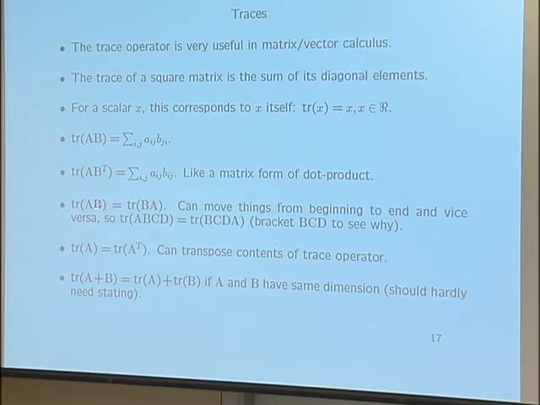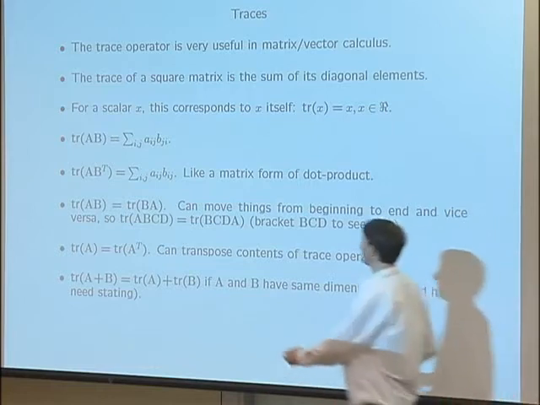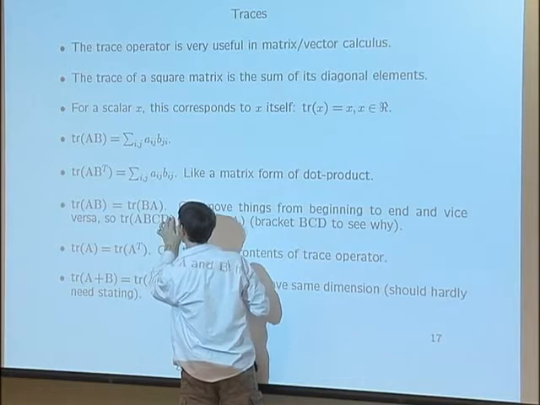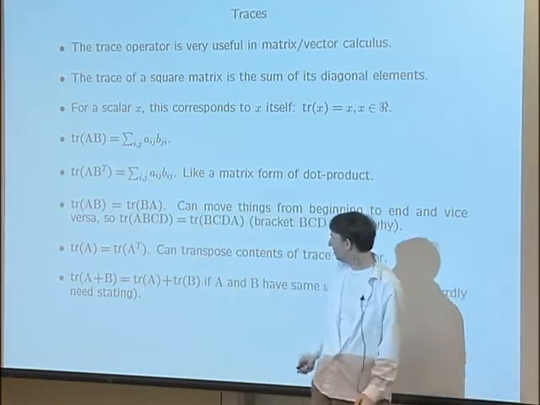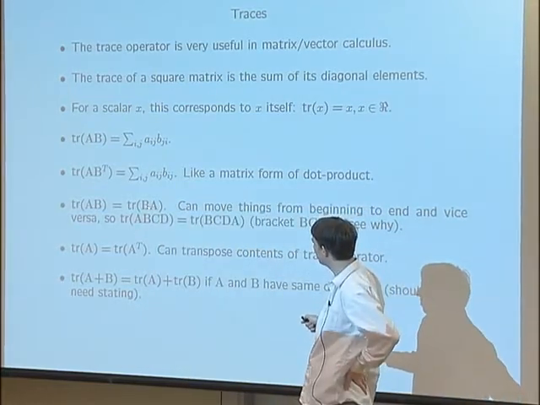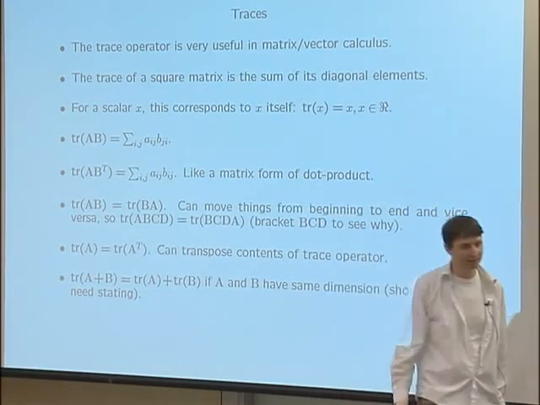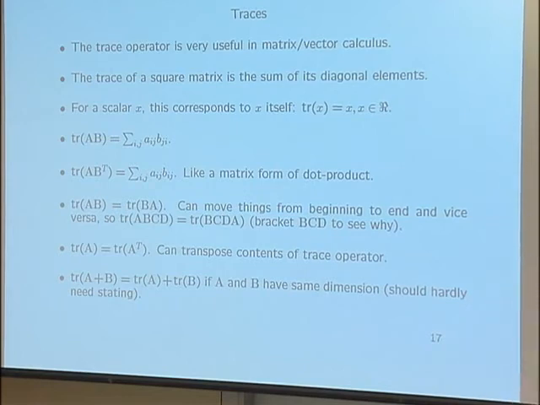So trace of AB equals trace of BA. This implies that you can take any expression at the beginning of a trace equation and move it to the end and vice versa. Like in this equation, if we bracket B, C, D and make it equivalent to B here, then we can just move A to the end. And don't forget that these are all true. I've written A and B like they're matrices, but they could be vectors too. Vectors are matrices with one column or one row, so it's perfectly valid in that case.